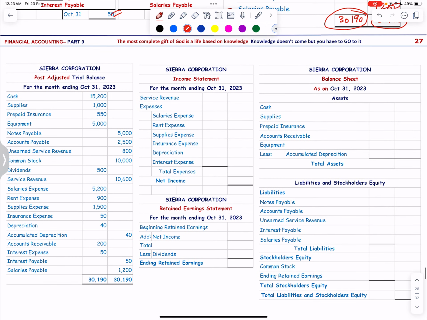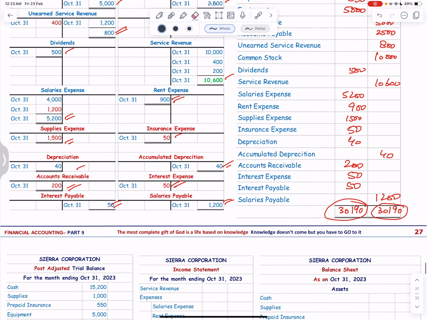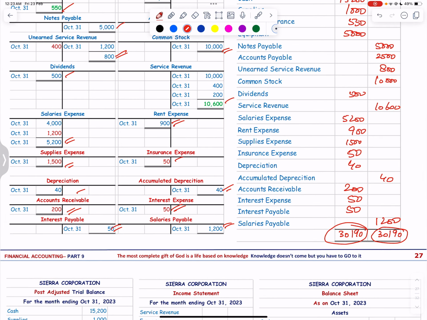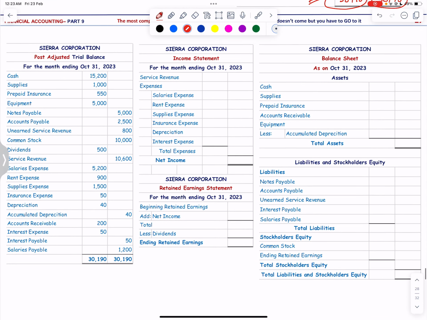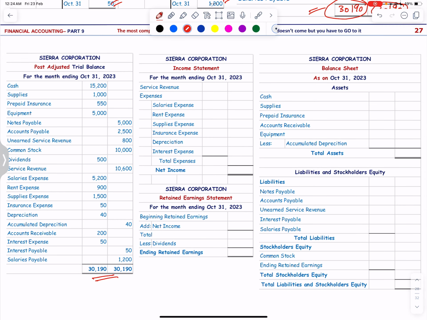So we have the trial balance, what we have already done here. This was the trial balance that we have prepared. So you can see that total is 30,190. We have the trial balance, and from this trial balance we are going to prepare the income statement, retained earning statement, and the balance sheet. We start and we can clip in the numbers. We have cash 15,200.